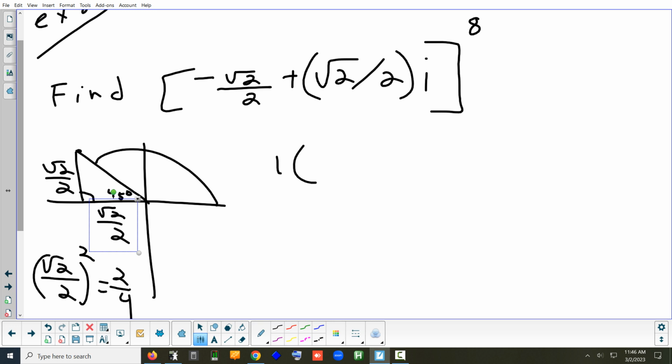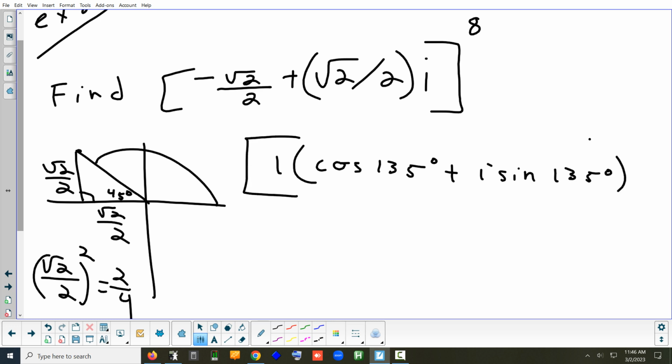So to write this in trig form, you really don't even need to put the 1, but I'll put it. It's 1 times cosine 135 plus i sine 135, and we're raising that to the 8th power. So when we raise that to the 8th power, what's my new radius? Still 1, because it's 1 to the 8th power.